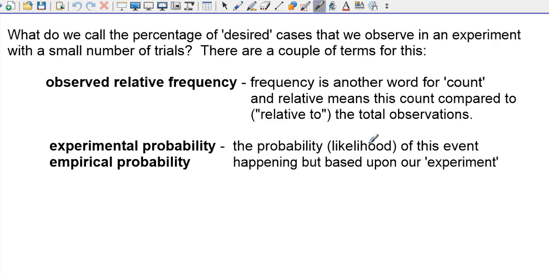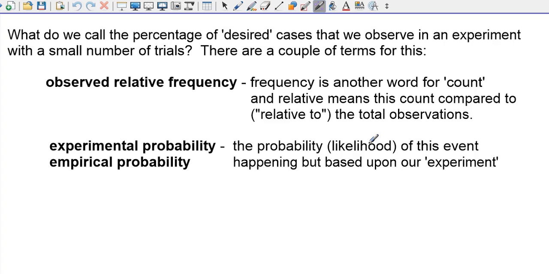So let's define some terms. What should we call this percentage of desired cases that we observe in our experiment with a small number of trials? There's a couple of different terms that people use for this. One of them is observed relative frequency. Complicated sounding. Frequency is just another word for count, and relative means that this count is being compared to, or is relative to, the total observed observations. And then we could use the term experimental probability or empirical probability. We can call it the probability or likelihood that this event, say 10 heads occurring, would happen just based upon our experiment.